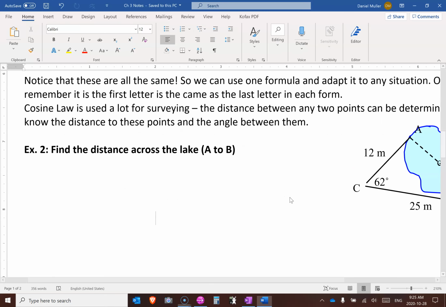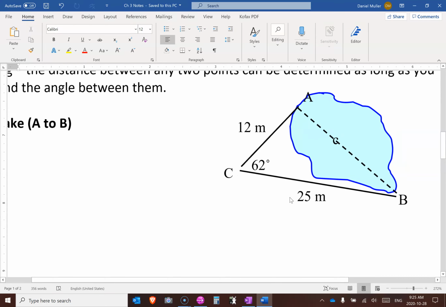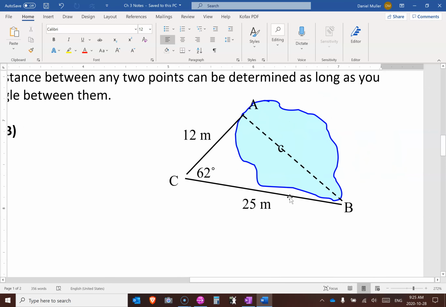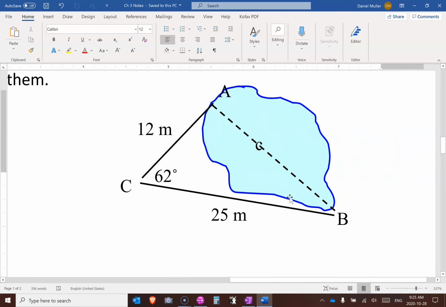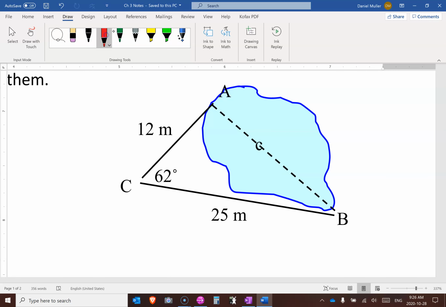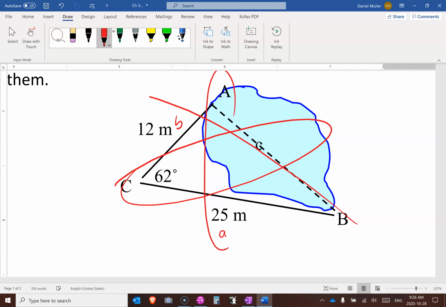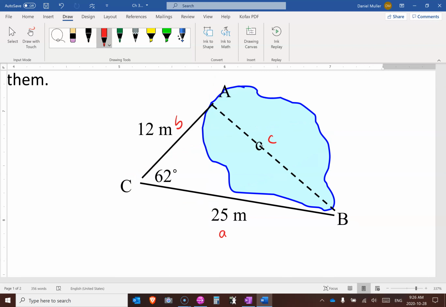Okay, so let's actually do this here. Find the distance across the lake from A to B. The first thing you should do whenever you have a triangle is label all of the sides and all of the angles. Luckily, the angles have been labeled for us, so we can just label across. So this is here, I'm going to label this as a lowercase a. And here is B, so I'll label this as a lowercase b. And here is C, it's already there, it's kind of hard to see, so I'll label that as a lowercase c. So I've labeled it all.